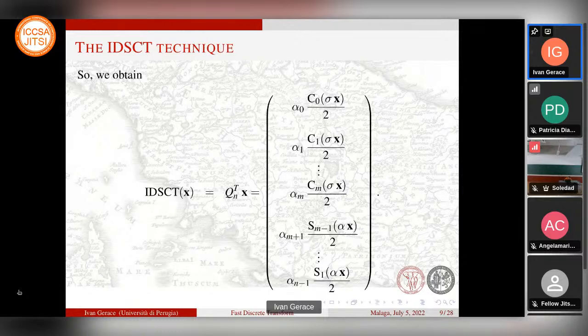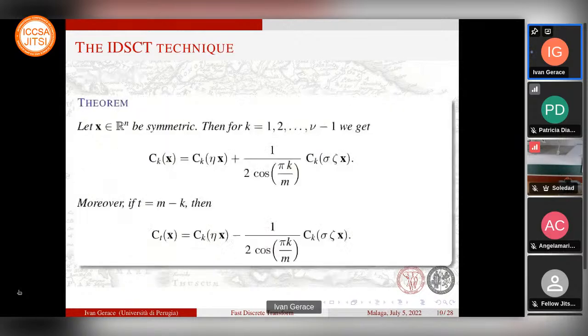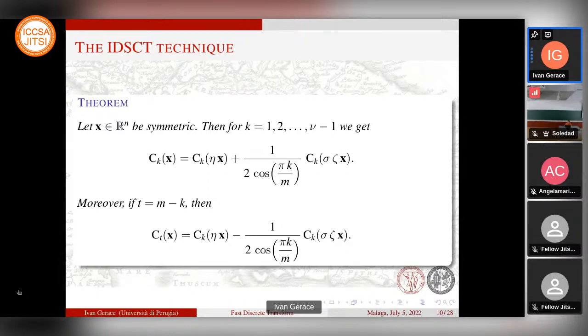Now all the arguments of the G function are symmetric vectors, and all the arguments of the S function are asymmetric vectors. So we prove this theorem. If X is a symmetric vector, for k that goes from 1 to n over 4 minus 1, the function C can be computed by this formula. And if k goes from n over 4 to n over 2, it can be computed by the last formula.